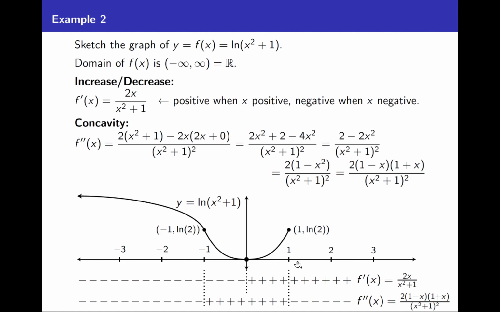And finally, this last interval from 1 to infinity, f prime is positive, so f is increasing. F double prime is negative, so f is concave down. And it starts at that point, it's going to be increasing and concave down. That would look something like that. So there's our graph. From looking at the increase, decrease, and the concavity, and also the local extrema and the inflection points, we were able to draw a very credible sketch of the graph of this function.